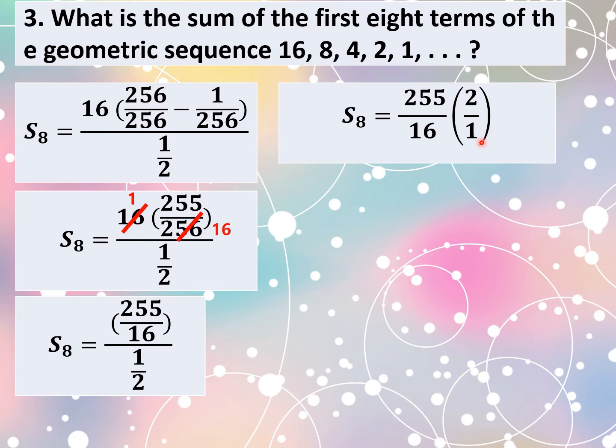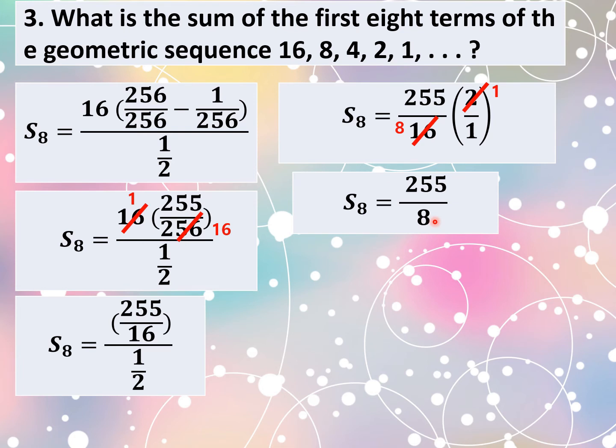And then we can now proceed to multiplication. So, dito, pwede tayong mag-cancel ng 2 dito sa numerator. That will be equal to 1. 2 divided by 2 is 1. Dito naman, 16 divided by 2 is 8. So, magiging 255 over 8. Ibig sabihin, yung ating S sub 8 ay 255 all over 8.